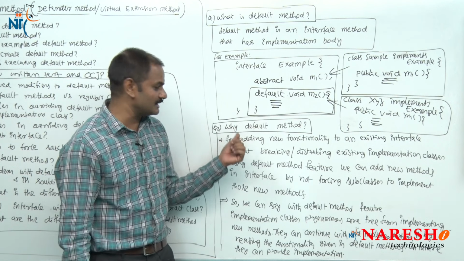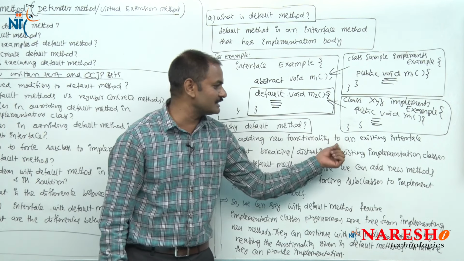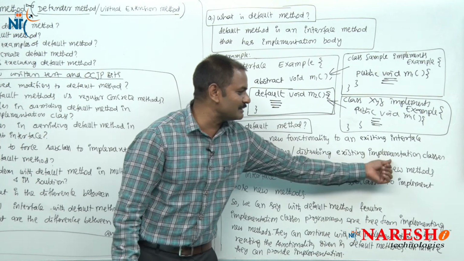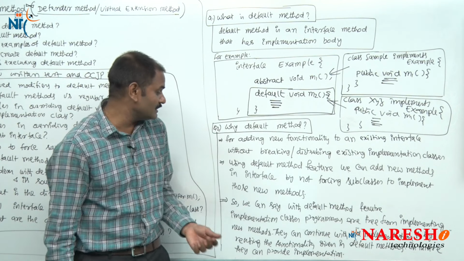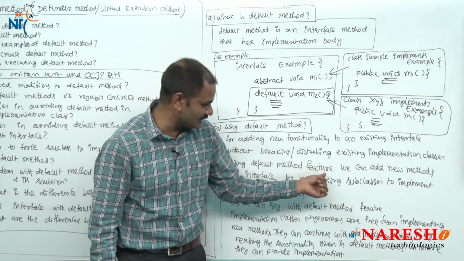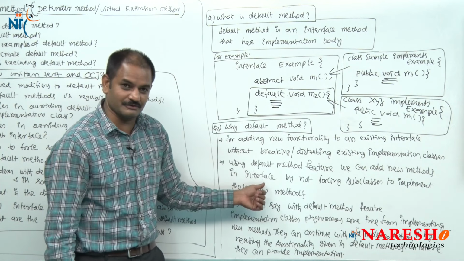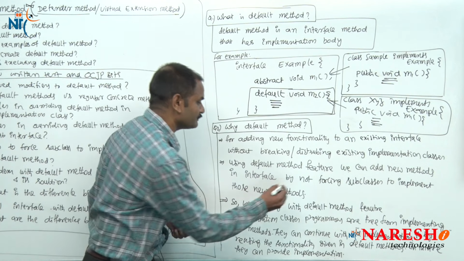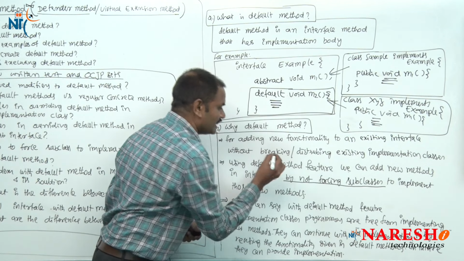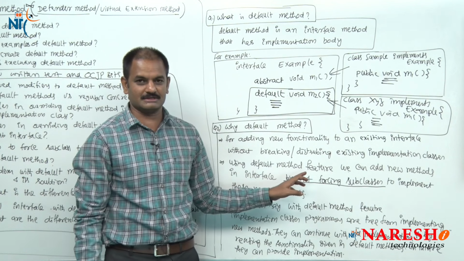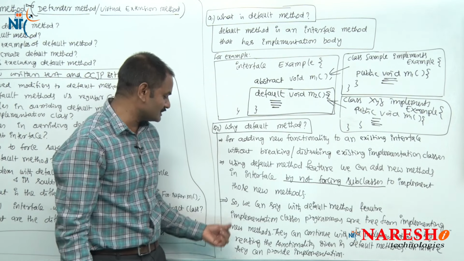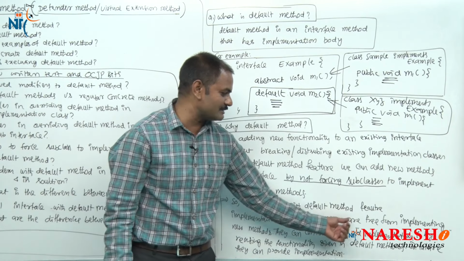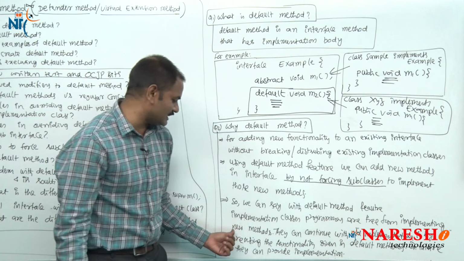The default method concept is given for adding new functionality to an existing interface without breaking or disturbing existing implementation classes. What does it mean? Using the default method feature, we can add new methods in an interface by not forcing subclasses to implement those new methods. By not forcing the subclasses, we can add new methods. So from Java 8 onwards, with the default method feature, implementation class programmers are free from implementing new methods.